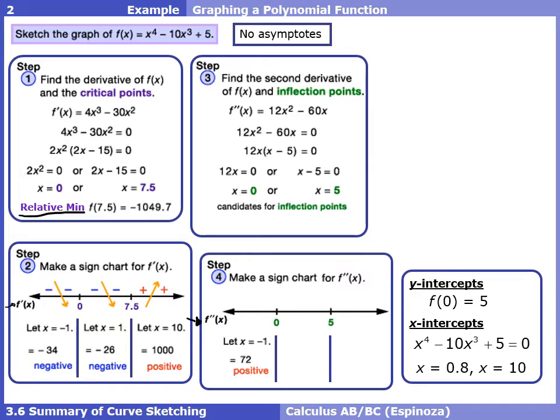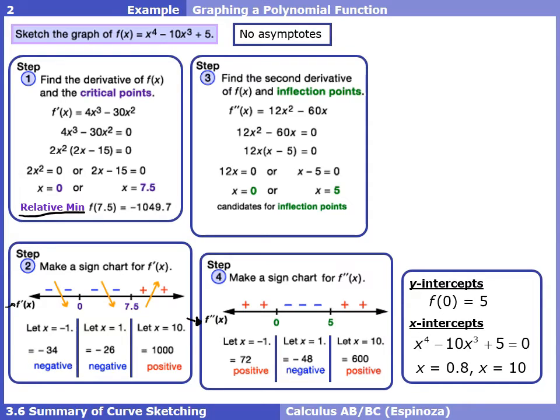If we pick x to be negative 1 to the left of 0, we'll get 72, which is positive. I'm going to pick 1 in between 0 and 5. When I plug it into the second derivative, we'll get negative 48. Only care that it's negative. And to the right of 5, I'm going to pick 10 as my x value, and when you plug that into the second derivative, you'll get 600, but the main thing here is that it's positive.